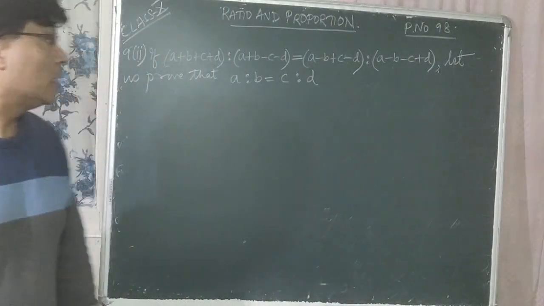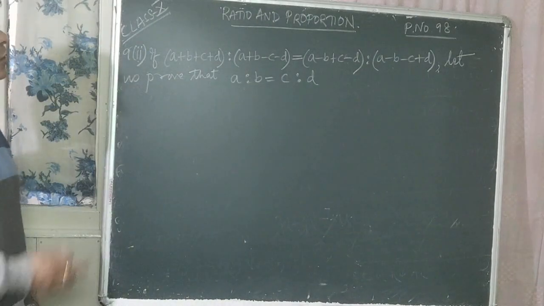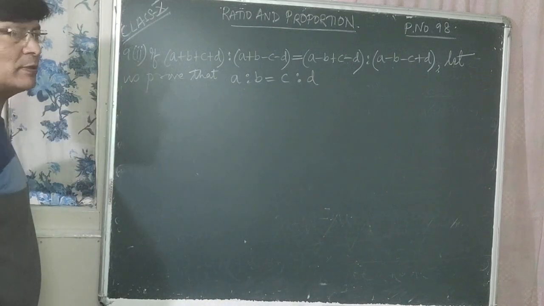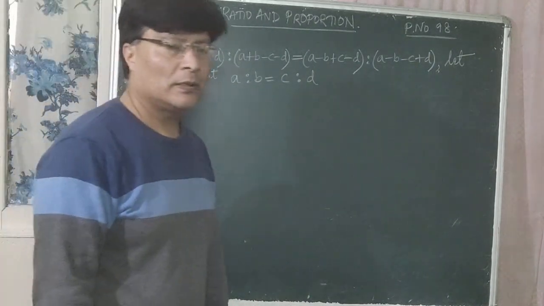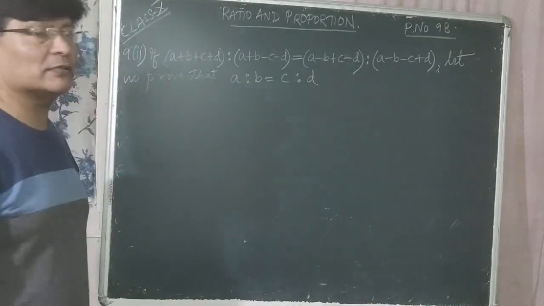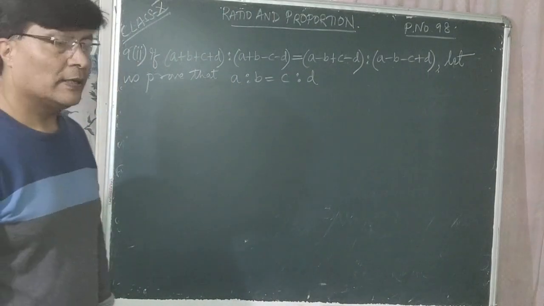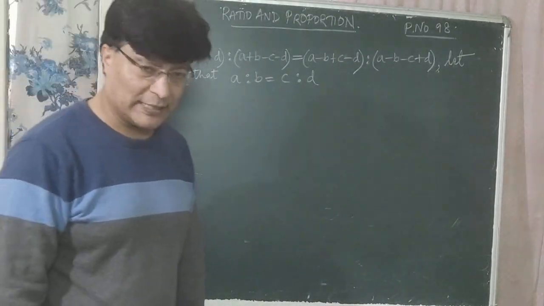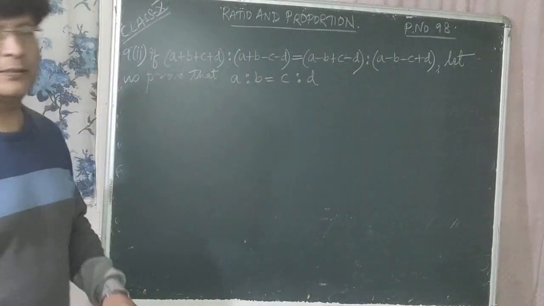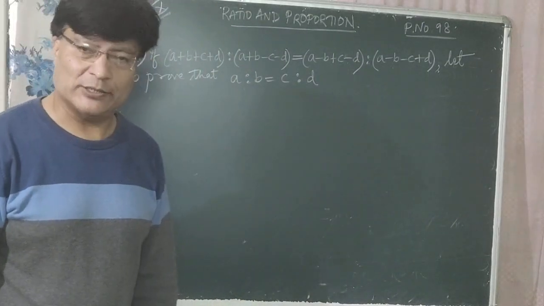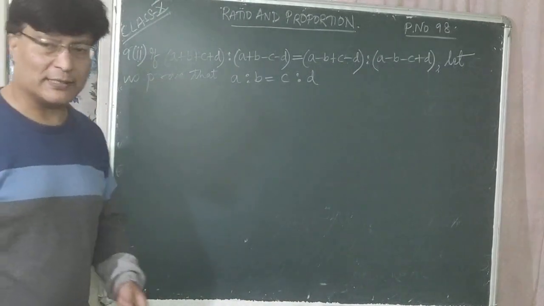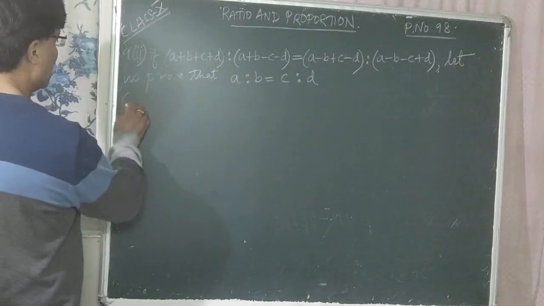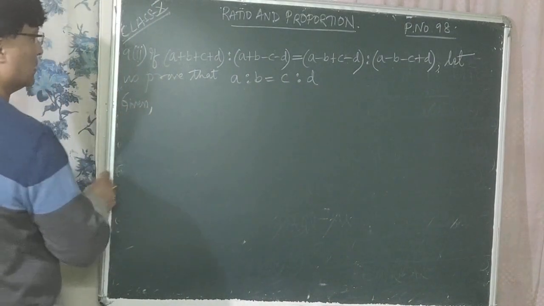So now we will do the next question, that is part 2 of question number 9. So if a plus b plus c plus d is to a plus b minus c minus d is equal to a minus b plus c minus d is to a minus b minus c plus d, let us prove that a is to b is equal to c is to d. So you have to prove this relation, that is a is to b is equal to c is to d from the given. Okay. So let us write down the given part here.